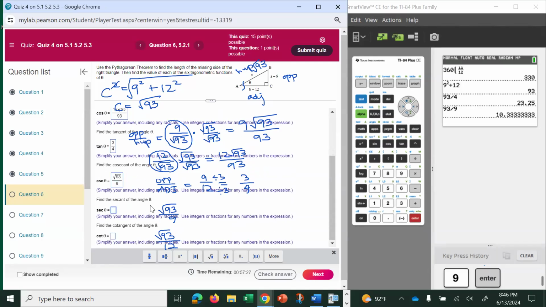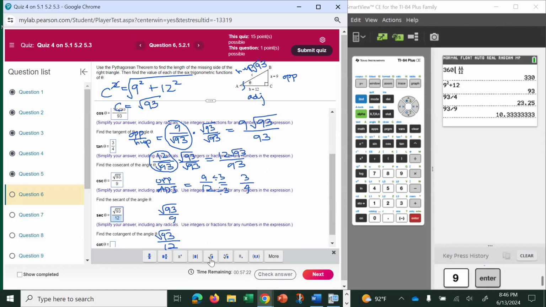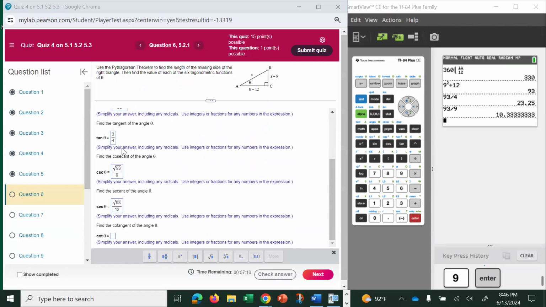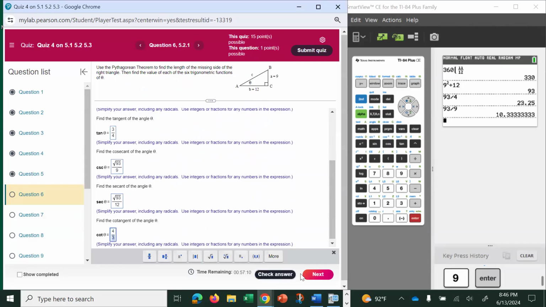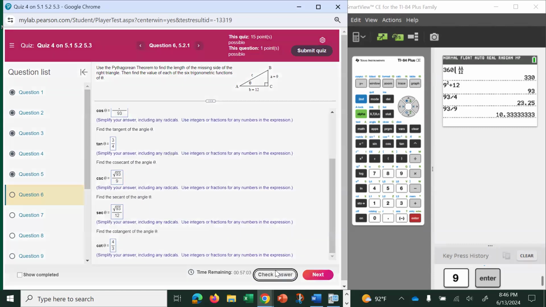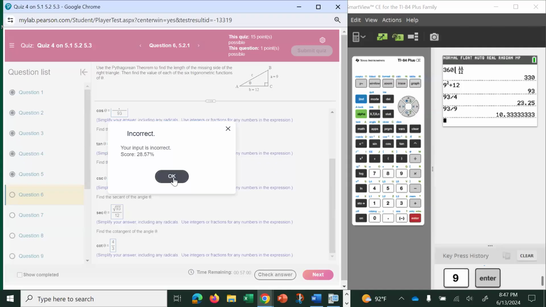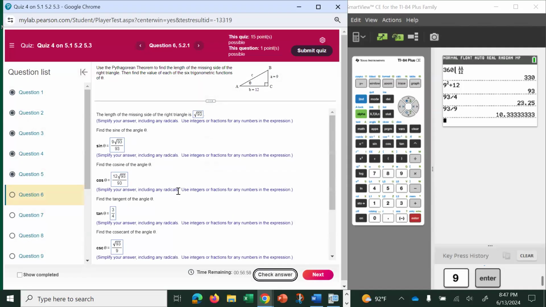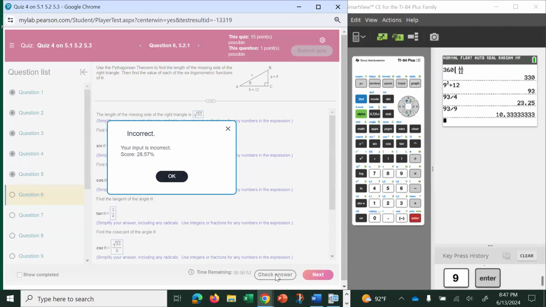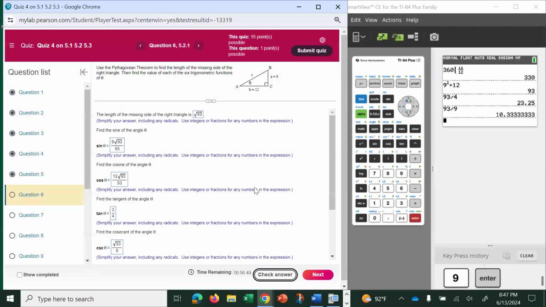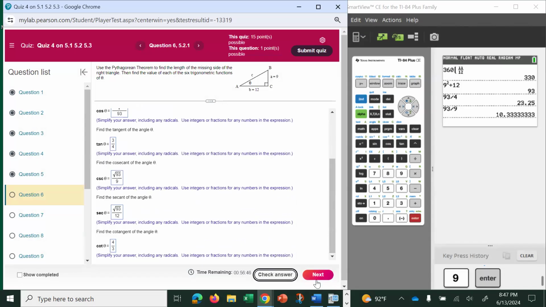And secant was root 93 over 12. Okay, and let me just clear this out because let's do cotangent. Cotangent is the reciprocal of tangent, so it'll be 4 over 3. Oh, I could check answer here. I wonder what this means, that my score is 28.57. Okay, well, let's finish the rest.